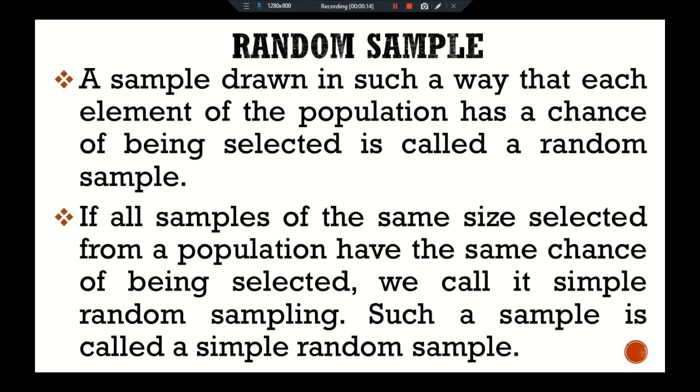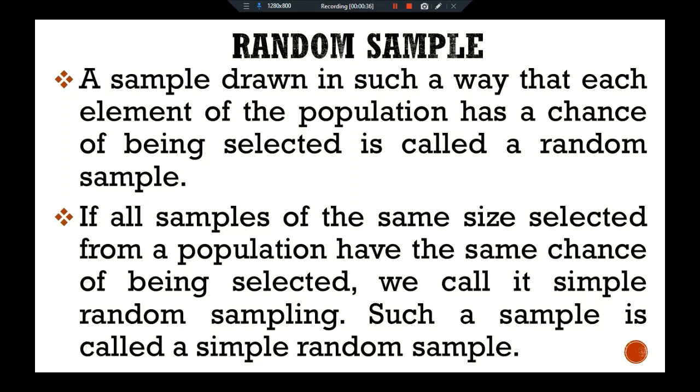If all samples of the same size selected from a population have the same chance of being selected, we call it simple random sampling. Such a sample is called a simple random sample. One way to select a random sample is by lottery or a draw.